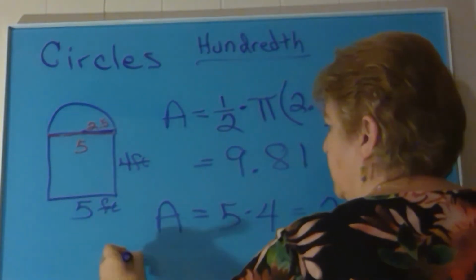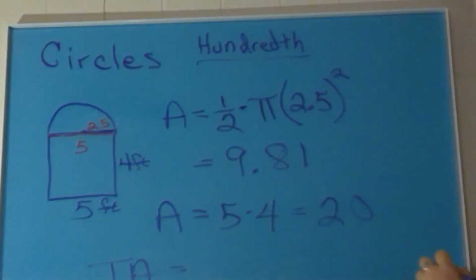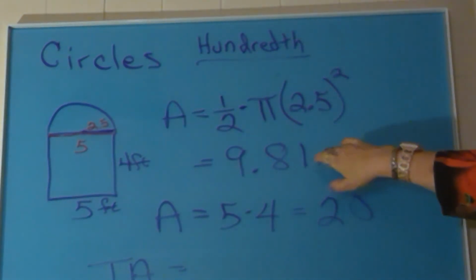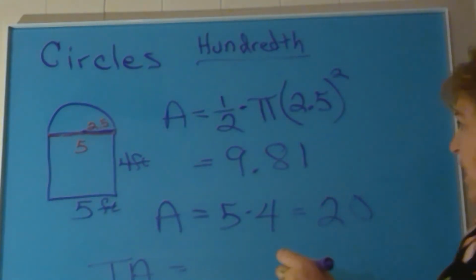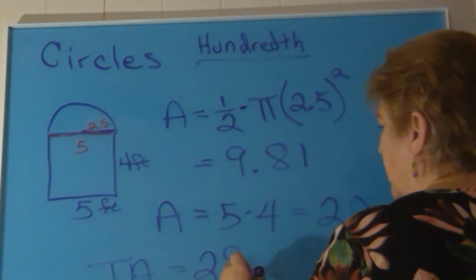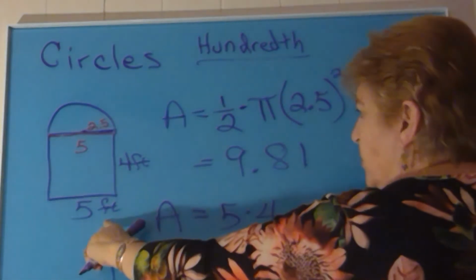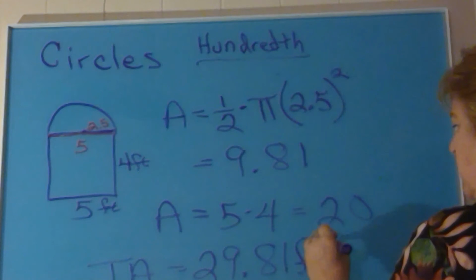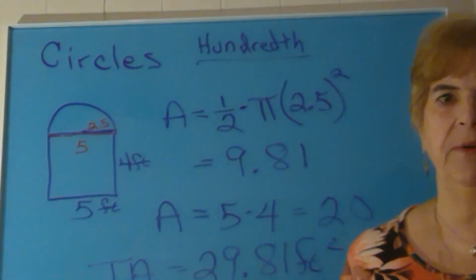So to get the total area, we simply add the area of the semicircle to the area of the rectangle, and that will give us 29.81. Don't forget your units. Area is always in square units. So that's feet squared.